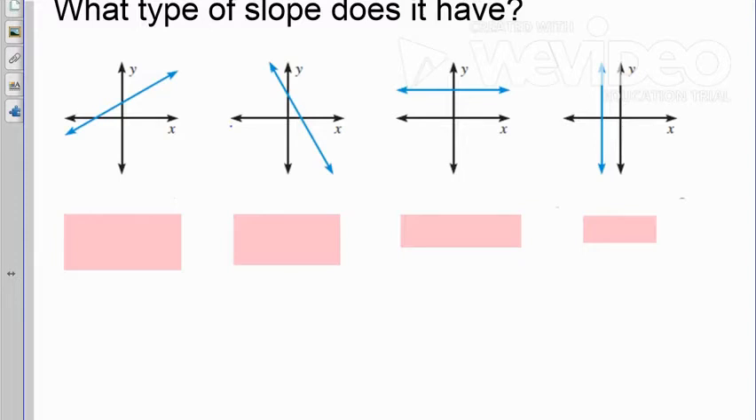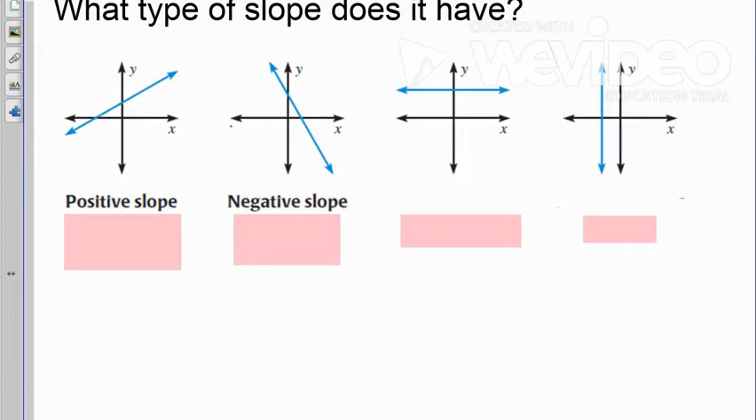The first one is going to have a positive slope. Because as it's increasing from left to right, it's going up as the y's increase and the x's increase. That is your positive slope. The next one would be a negative slope, because as the x's increase, the y's decrease.